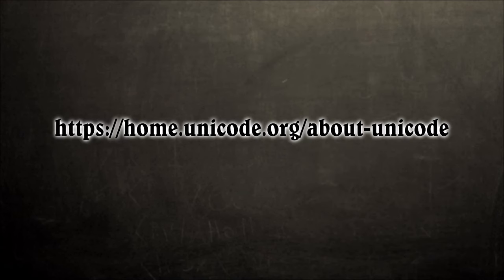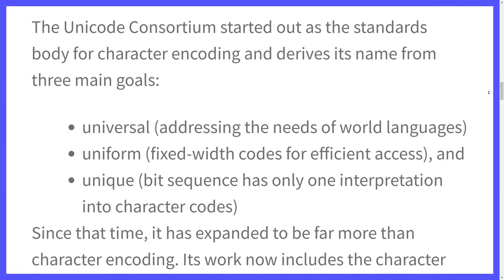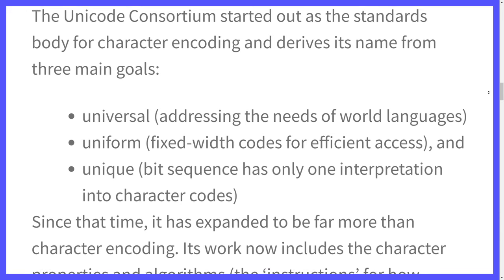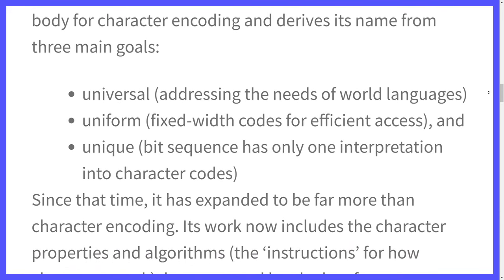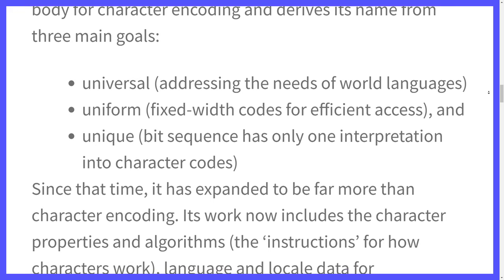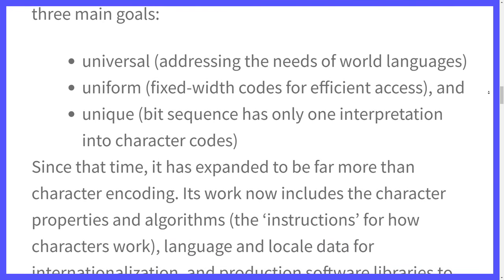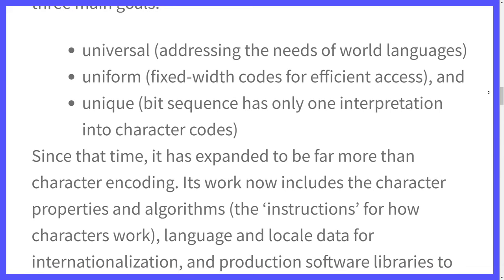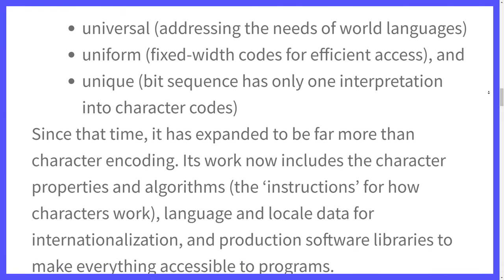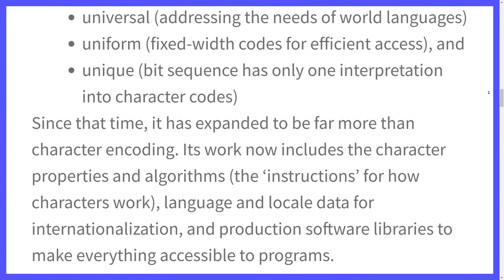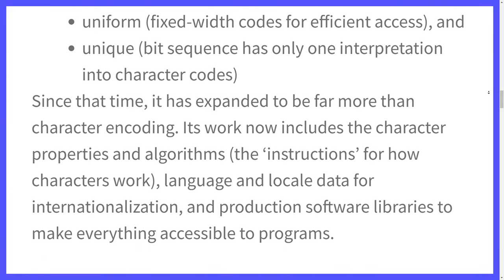According to their own website, the Unicode Consortium started out as the standards body for character encoding, and derives its name from three main goals: universal, addressing the needs of world languages; uniform, fixed-width codes for efficient access; and unique, bit sequence has only one interpretation into character codes. Since that time, it has expanded to be far more than character encoding. Its work now includes the character properties and algorithms, language and locale data for internationalization, and production software libraries to make everything accessible to programs.